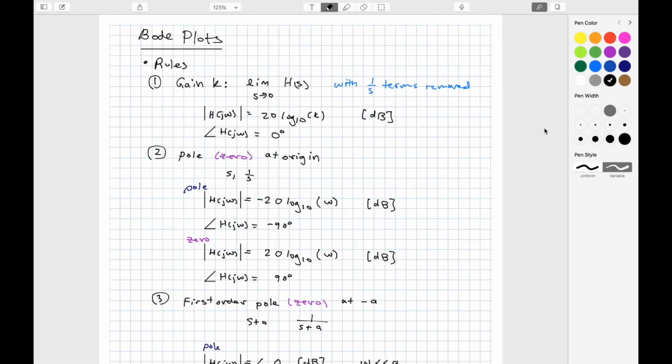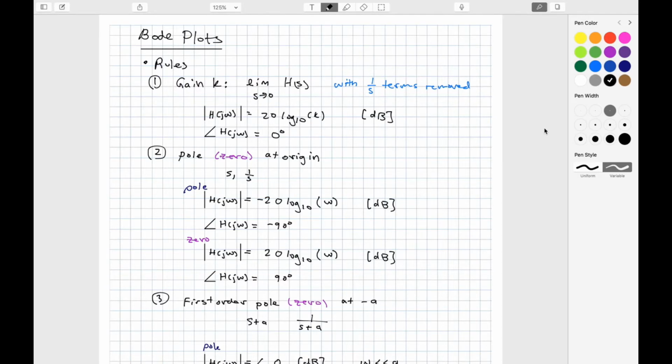In this video, I am going to go over the creation of Bode plots, which are a method of representing the frequency response of a system with an asymptotic approximation. There are a few rules that we need before we can construct Bode plots.